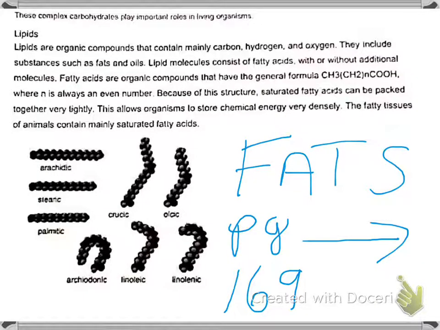Then we go to lipids or fats, and these can be found on page 169 of your textbook. They're just a whole bunch of carbon, hydrogen, and oxygens, but they have different molecular setups, a bunch of COOHs that will not be found ever in carbohydrates. They're called fatty acids, so they're acidic. Carbohydrates are not acidic. Fats are very necessary for living organisms. They store chemical energy very densely.